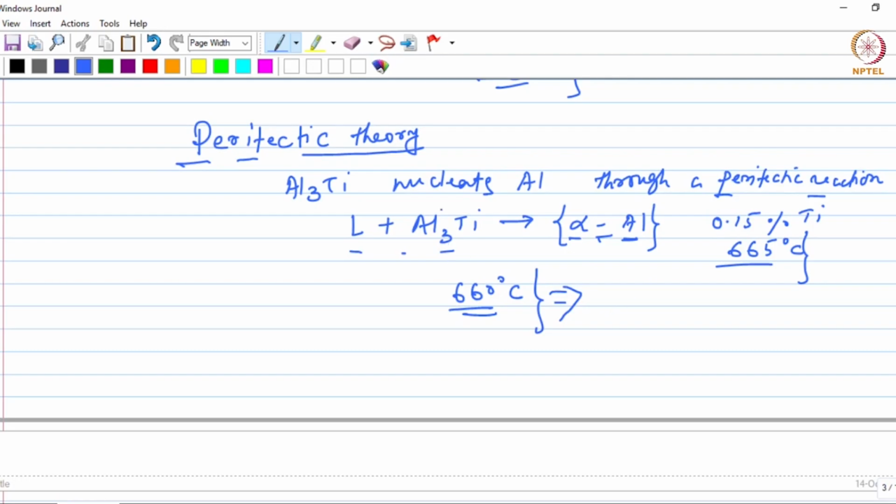So it is not really through the Al3Ti which will act as the nucleating surface, but rather it will act indirectly by first nucleating this peritectic phase, alpha aluminium, through the peritectic reaction, which in turn will act as the heterogeneous nucleating surface instead of Al3Ti itself acting as the heterogeneous surface. Yeah, so that is why the theory goes by the name peritectic theory, because it says this peritectic alpha aluminium which forms, that actually acts as the heterogeneous surface.